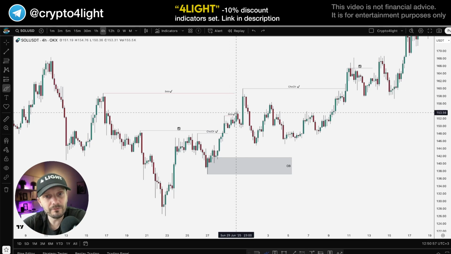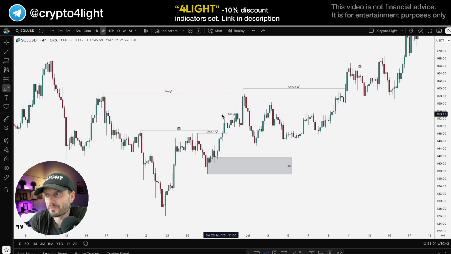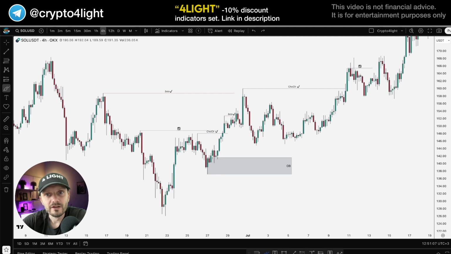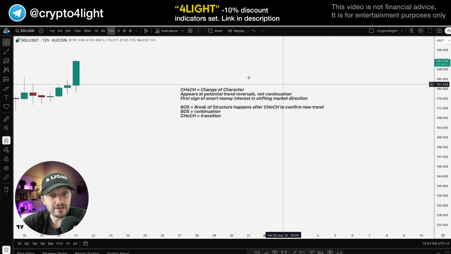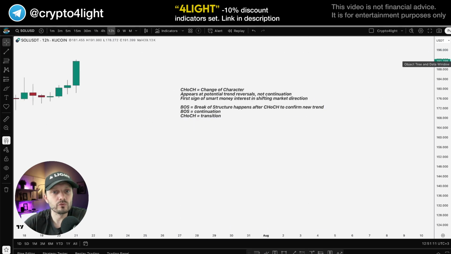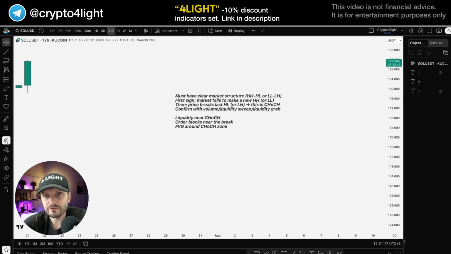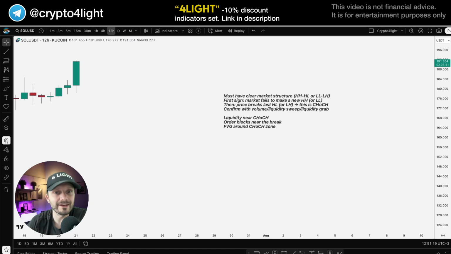Plus, it can be, for example, a break of structure on the 4-hour time frame, but it doesn't mean it's a break of structure on the daily time frame. So try to synchronize the time frames. So this is just the basic information that you have to know. Both: break of structure is continuation of the trend, CHoCH is a transition.